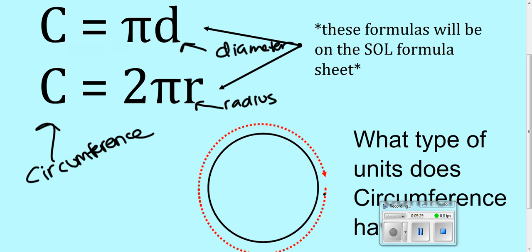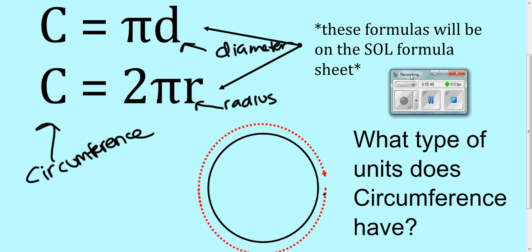So if I'm given that diameter, I can just multiply it by pi to get my circumference. Or if I'm given the radius, I'm going to first multiply by 2, because then I have the diameter, and then multiply it by pi. One important thing to know, formulas will be on the SOL formula sheet, so you don't have to memorize them, but you do need to know how to use them.